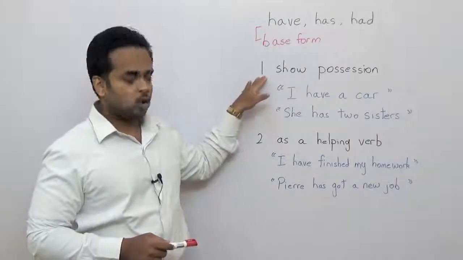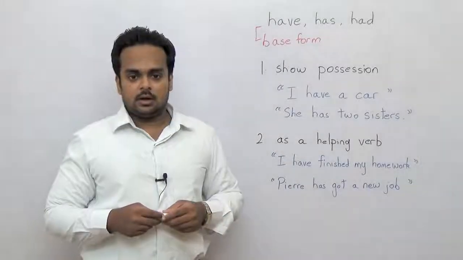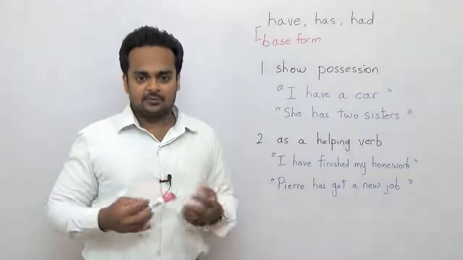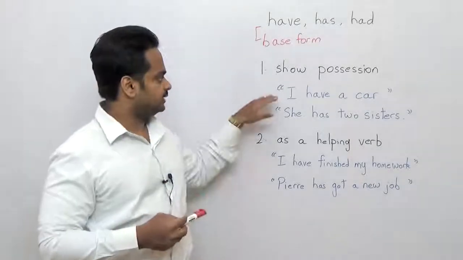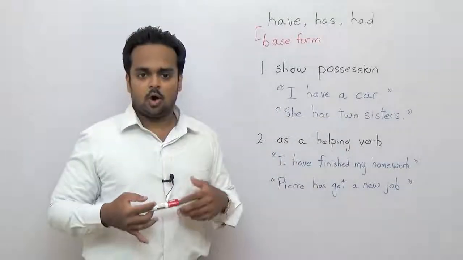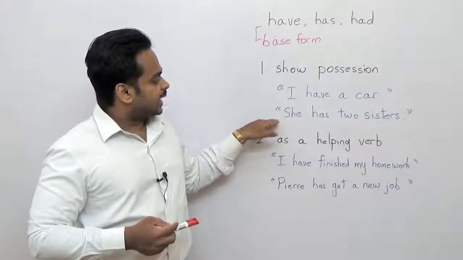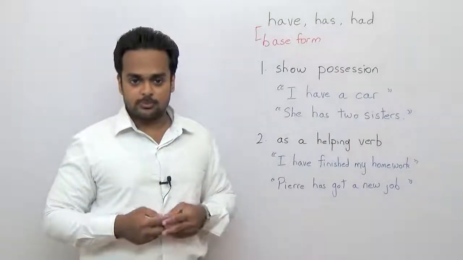Now this verb is used in two ways. First, it's used to show possession. This means that it shows that you have something. For example, if I say I have a car, it means that I own a car. Okay? Or you can say she has two sisters.